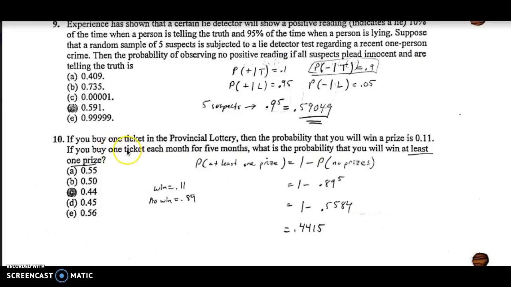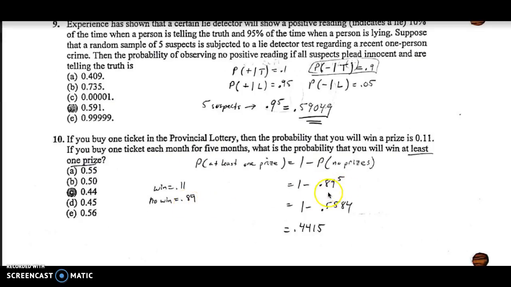Number 10, if you buy 1 ticket in the provincial lottery, then the probability that you will win a prize is 0.11. If you buy 1 ticket each month for 5 months, what is the probability that you will win at least 1 prize? So whenever you see at least 1 of something, the way you set that problem up is you do 1 minus the probability that you don't win anything. So if the probability of winning a prize is 0.11, the probability of not winning is 0.89.